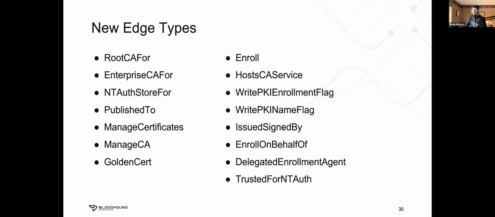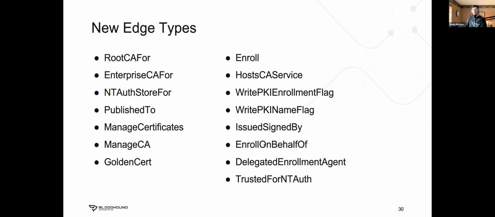Issued signed by will connect CAs to each other in their certification chain. So a sub CA will be issued or signed by a root CA, for example. And if you have a typical 3-tier CA system, you'll see that connection between those different CAs so that you can map out what the PKI hierarchy is between those CAs. And BloodHound also makes extensive usage of this when it is doing its ADCS privilege escalation discovery for you.